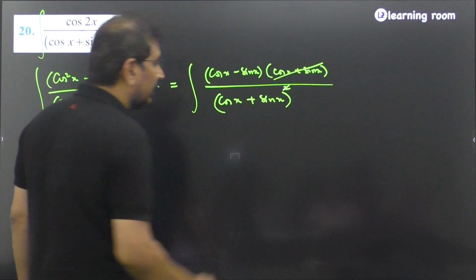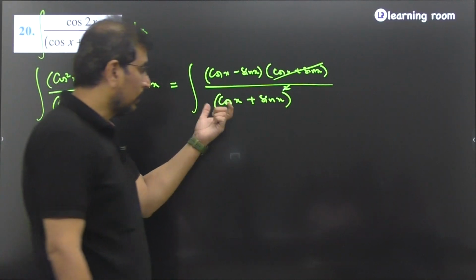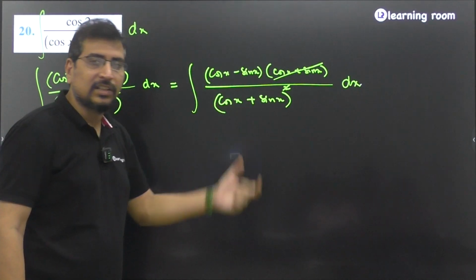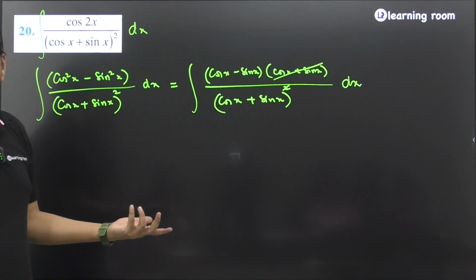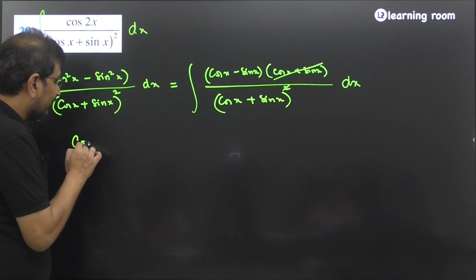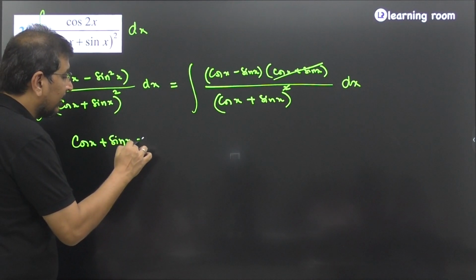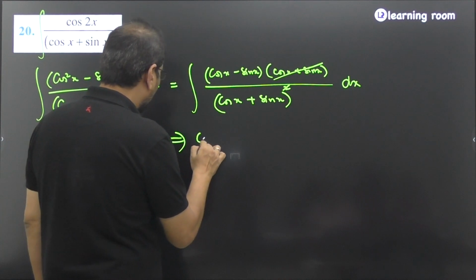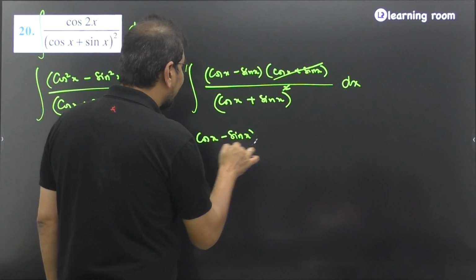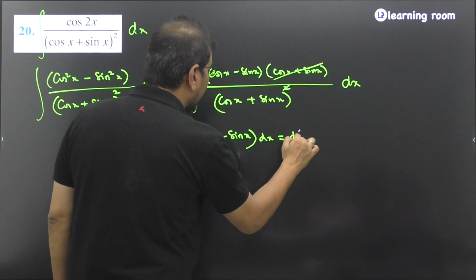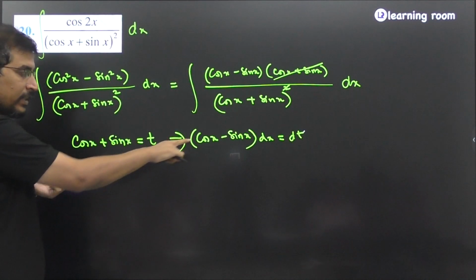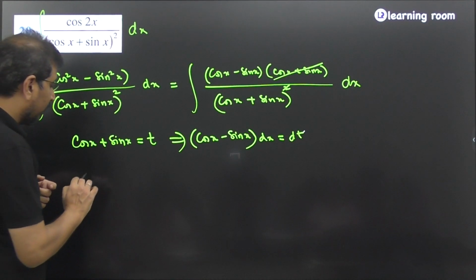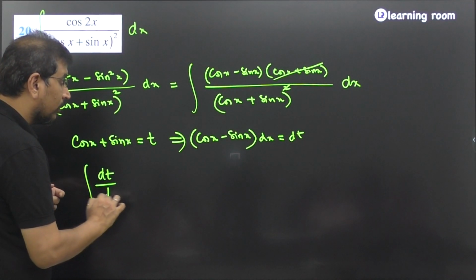So 1 cos x plus sin x and 1 will get cancelled. I mean, 1 of the cos x plus sin x will get cancelled. So you're left with cos x minus sin x by cos x plus sin x. Again, what is the logic? Put cos x plus sin x as t. Then you will have cos x minus sin x times dx equal to dt. I hope you understood why. Because the derivative of sin x is cos x and the derivative of cos x is minus sin x. So the numerator will become dt and the denominator will be t.